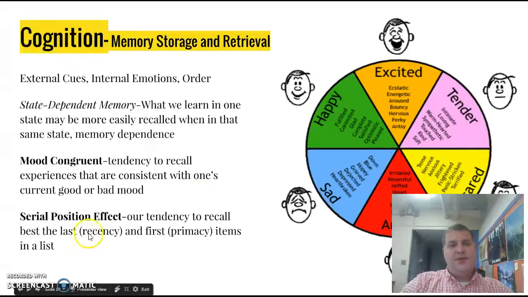And the serial position effect is our tendency to recall the best, the last, and the first items in a list. I'm going to give you a list of about 20 terms. You'll more than likely remember the first 2 terms and the last 2 terms after I tell you to write them down after we go through talking about the list.